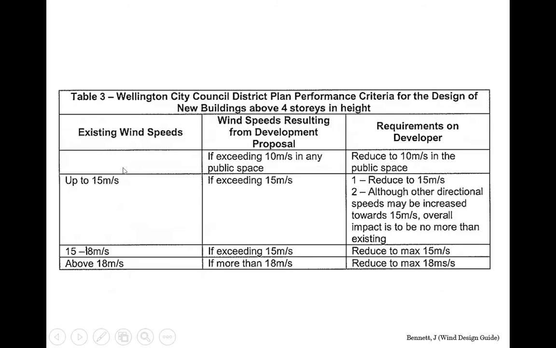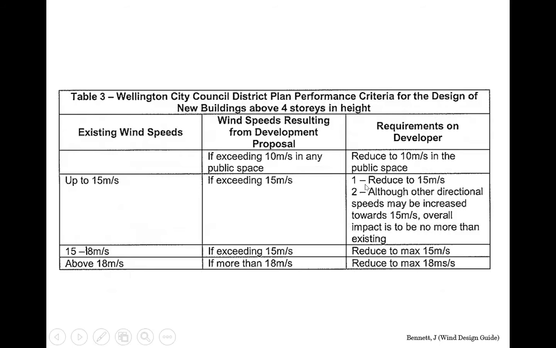If the existing wind is in the 0 to 15 metres per second range, and the wind speeds are going above that, then in this city the designers need to reduce that down to 10 metres per second. If the existing wind speed was measured as 15 metres per second on site, and as a result of the building, that wind speed was being pushed above 15 metres per second, this is what the designers would have to do.